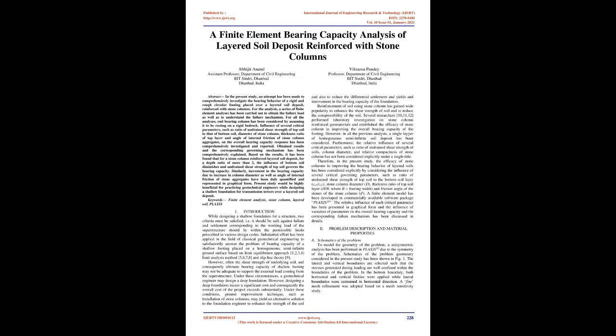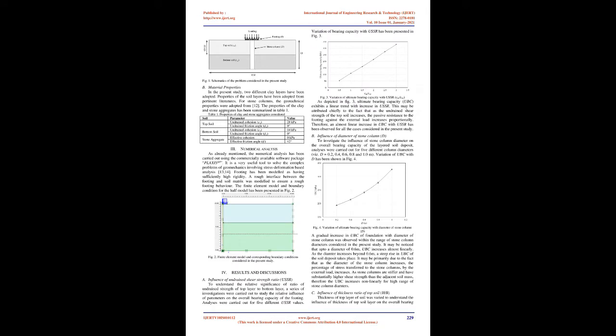Therefore, in the present study, the efficacy of stone columns in improving the bearing behavior of layered soils has been considered explicitly by considering the influence of several critical governing parameters, such as ratio of undrained shear strength of topsoil to the bottom soil layer, Cu1/Cu2, stone column diameter, d, thickness ratio of topsoil layer, h/b, where b equals footing width, and friction angle of the stones of the stone column, phi.